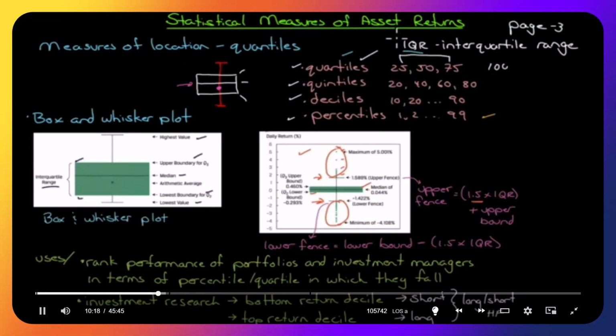It depends on where managers ranked: top quartile, second quartile, third, etc. So you rank the performance of portfolios and investment managers in terms of the percentile or quartile in which they fall, typically quartile. For investment research, bottom return decile, top return decile. This also helps you set what are called long-short portfolios.